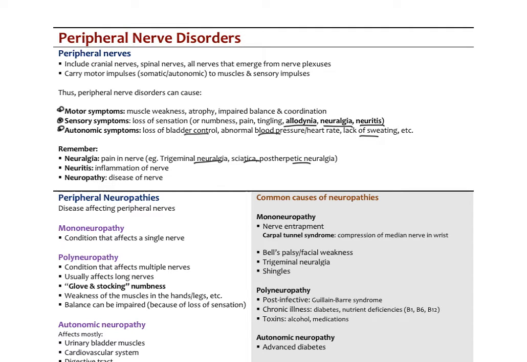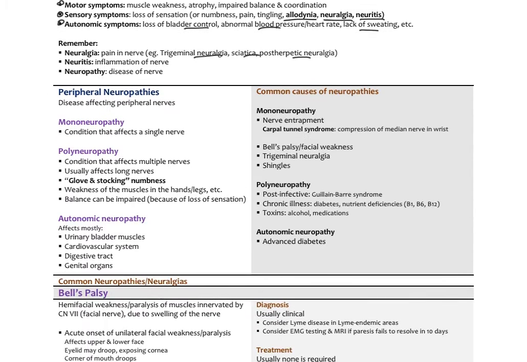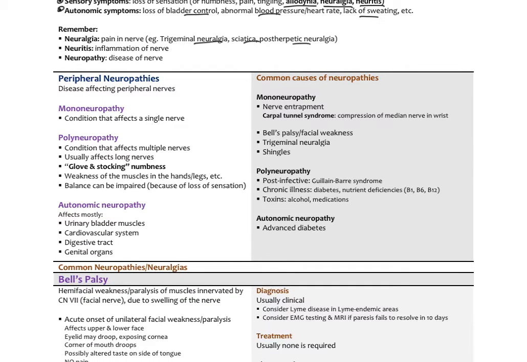So peripheral neuropathies, nerve diseases, would include mononeuropathies, and that's a condition that affects a single nerve, or polyneuropathies, that affects multiple nerves, usually the long nerves, and in what we call glove and stocking numbness. So you feel like there's a sensory paresthesia on the hands, almost like you're wearing gloves, or on the feet. Weakness in the muscles in the hands and the legs, etc., and then maybe impairment of balance because of loss of sensation. And then autonomic neuropathies would affect mostly the bladder, the cardiovascular system, digestive, or the genital organs.